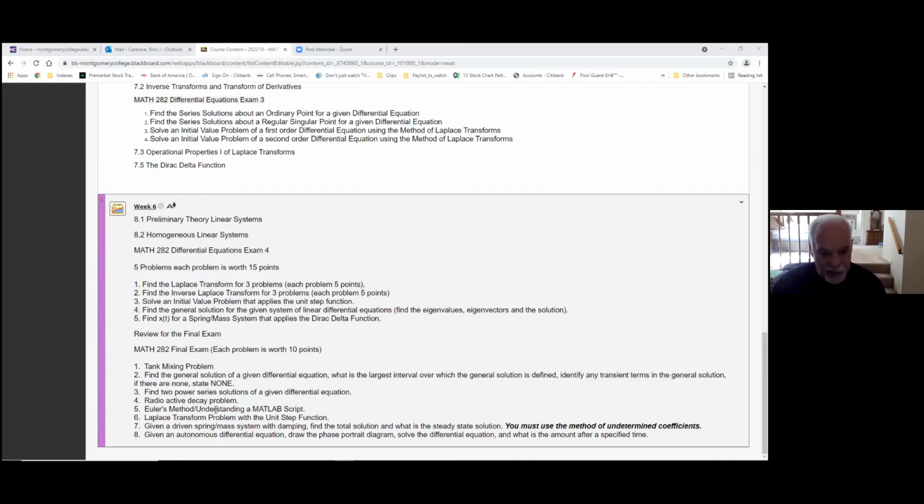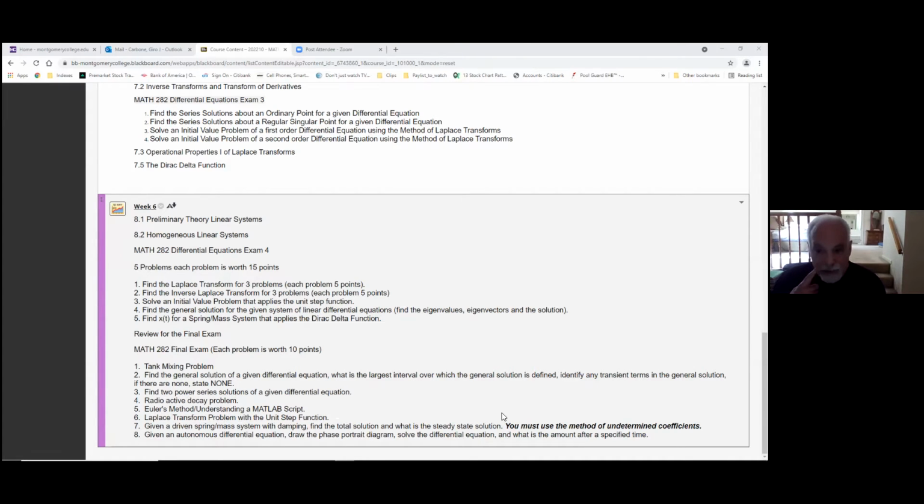Number 5 is Euler's method and understanding a MATLAB script. I'll tell the people that are here, the answer to 5 is in my notes. Number 6 is a Laplace transform problem with the unit step function. And then number 7, given a driven mass-spring system with damping, find the total solution and what is the steady state solution.